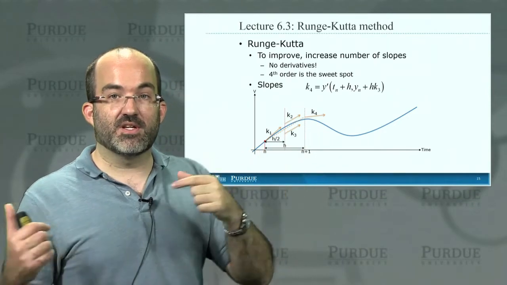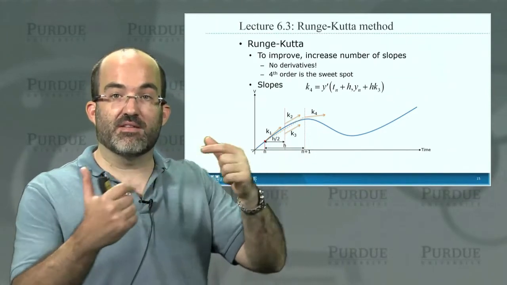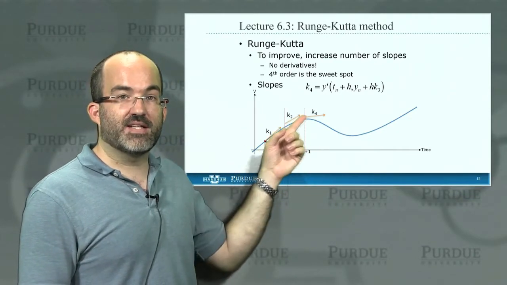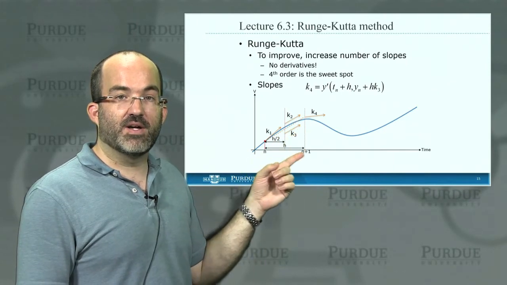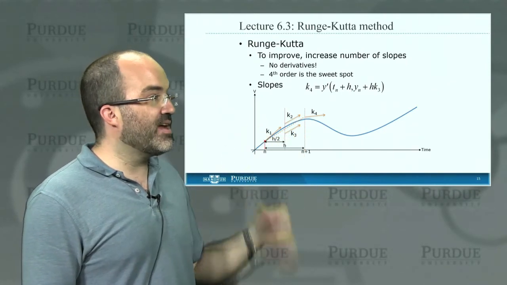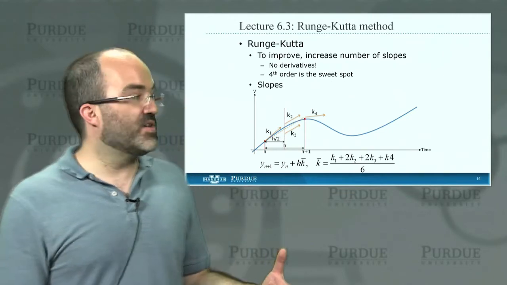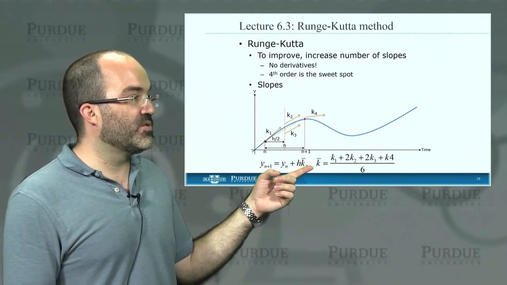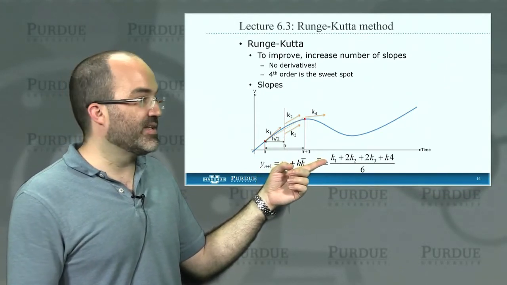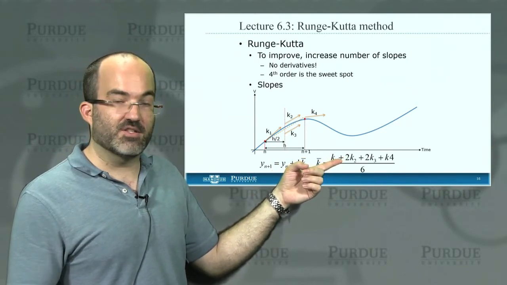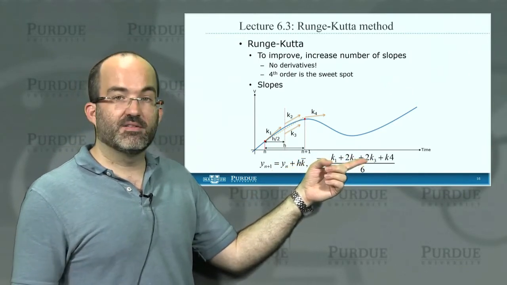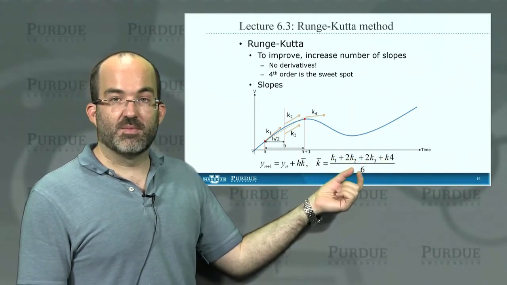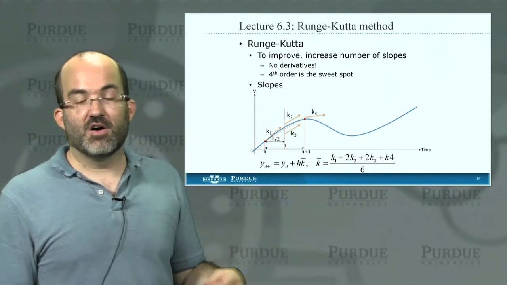So K2 is using K1, K3 is using K2, K4 is using K3. They build on each other, and now we have 4 guesses as to what is actually happening between y_n and y_n plus 1. And we take a weighted average of those 4 slopes. The weighted average is that K bar, the average slope, is equal to K1, the first slope we calculated, plus 2 times K2, the second slope we calculated, plus 2 times K3, the third slope we calculated, plus K4. Divided by 6 to normalize it, and we end up with our K bar, our average slope.